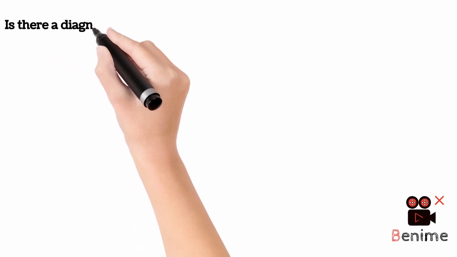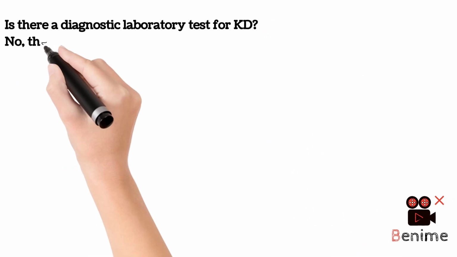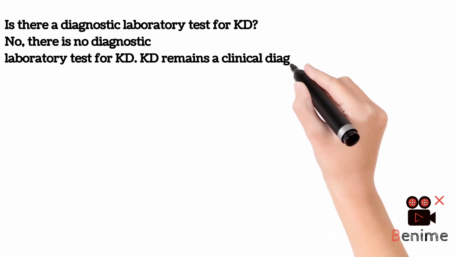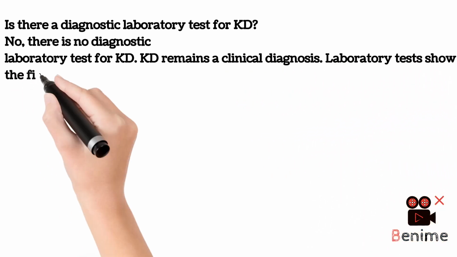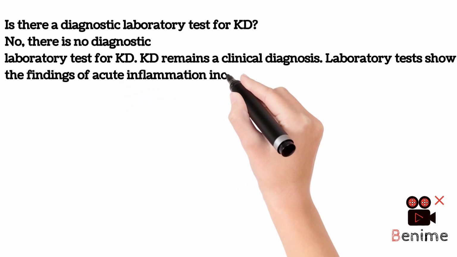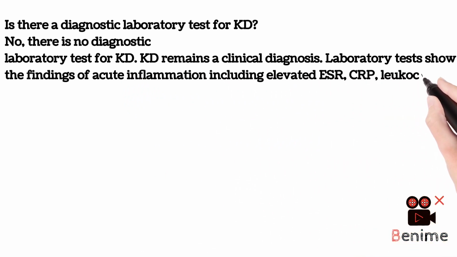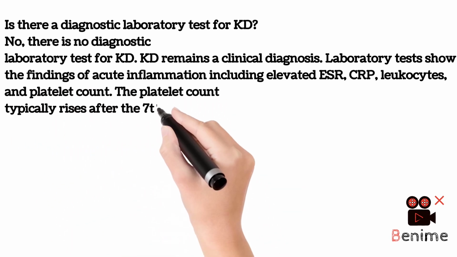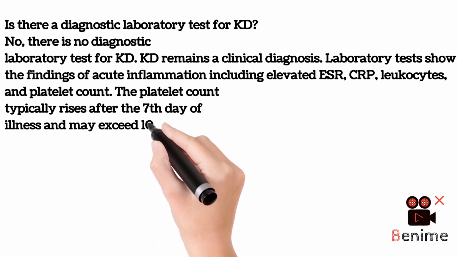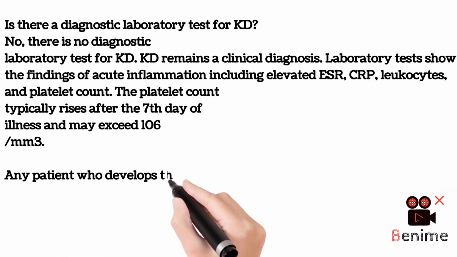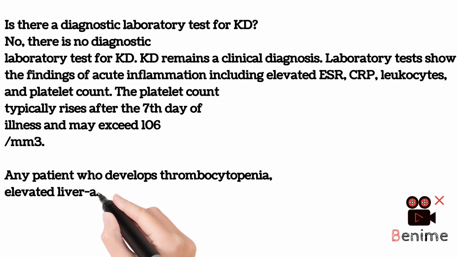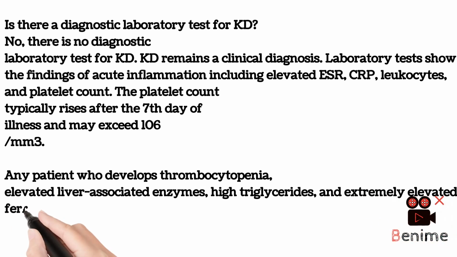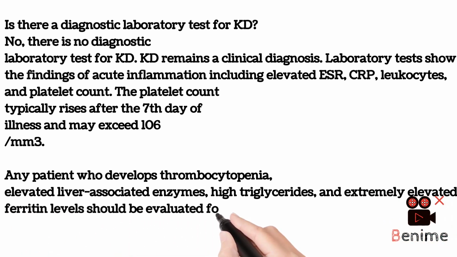Is there a diagnostic laboratory test for KD? No, there is no diagnostic laboratory test for KD. KD remains a clinical diagnosis. Laboratory tests show the findings of acute inflammation including elevated ESR, CRP, leukocytes, and platelet count. The platelet count typically rises after the 7th day of illness and may exceed 10^6 per mm3. Any patient who develops thrombocytopenia, elevated liver-associated enzymes, high triglycerides, and extremely elevated ferritin levels should be evaluated for MAS.